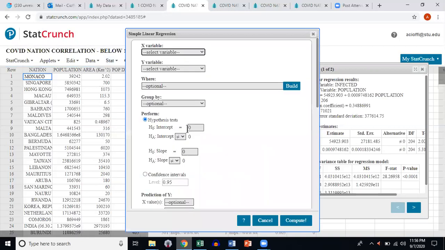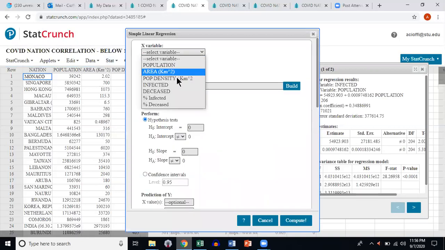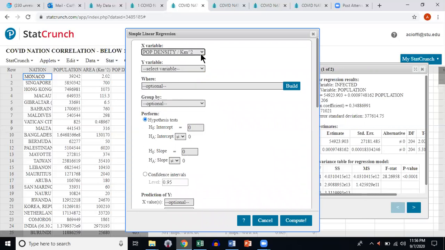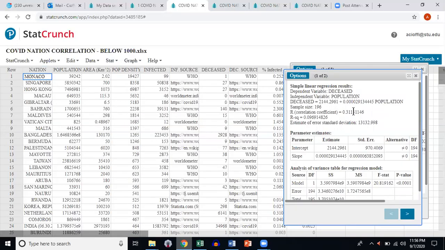And for the deceased, no, not density, population in absolute numbers, and deceased, 0.311. So about the same, which is not a significant correlation, all right, 0.311. So it's similar to the values of below 200. If you remember, they were like 0.24 and 0.27, something like that, okay?